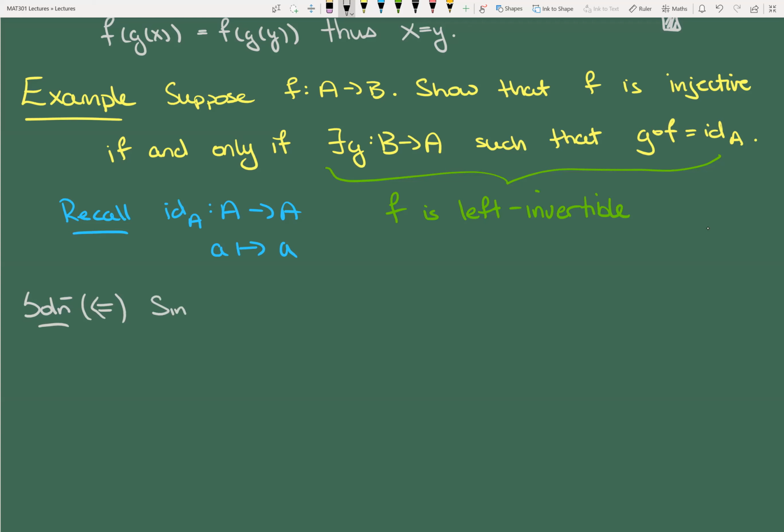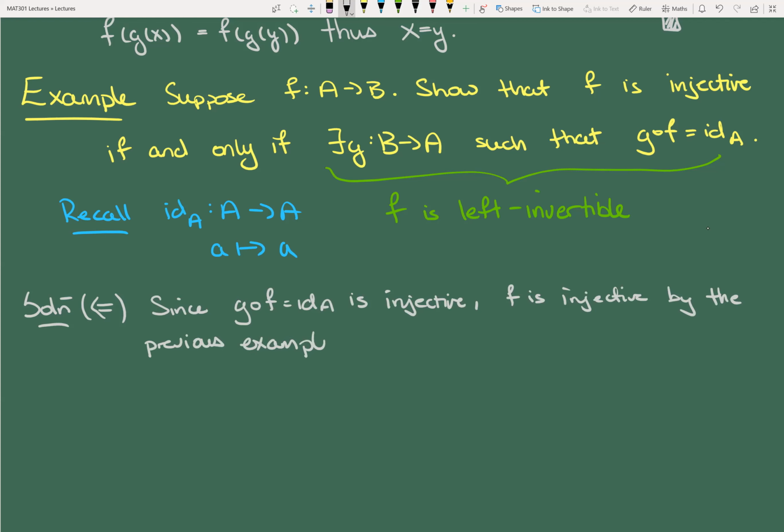So since g composed f equals the identity, which is injective, f is injective by the previous example, right? Boom, right? So the easiest, yes, I could just leave it blank, but I mean, it really isn't much, right? This is literally just an appeal to the previous exercise. So in that sense, the converse here is a corollary of the previous exercise, which is kind of why I did it first.